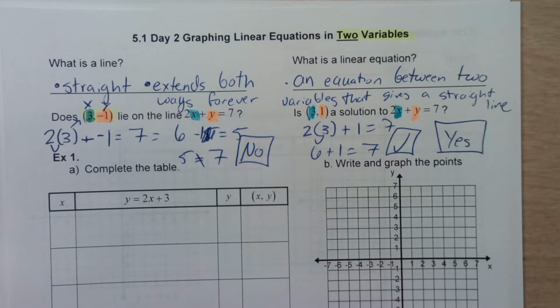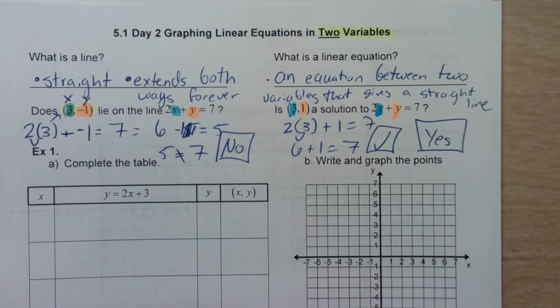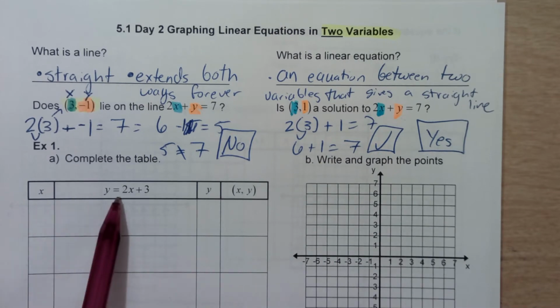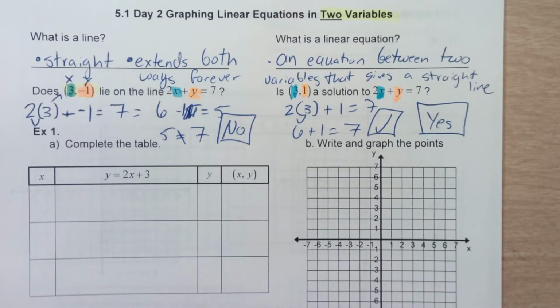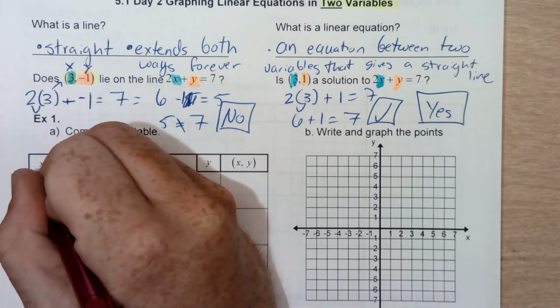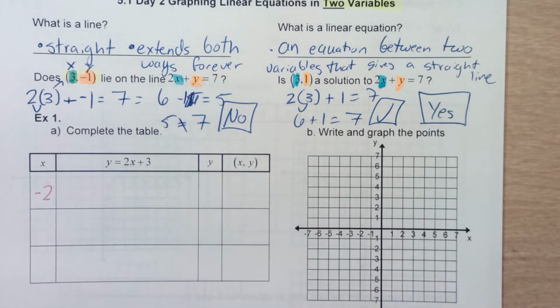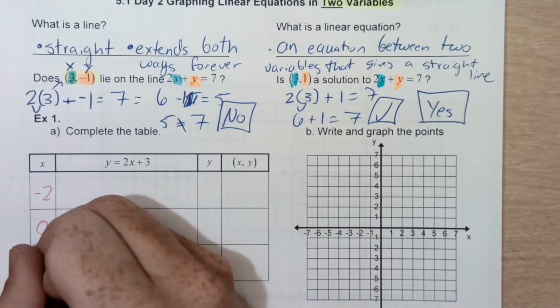So, moving on, we're going to look at example 1. It says complete the table. We have x values, we have an equation, we have y values, and then we have a place to put what our ordered pair is. For the sake of this example, we're going to use a few different x values, and I'm going to tell you what the x values are. Our x value is going to be negative 2. Our next x value we're going to use is 0, and the last x value we'll use is 2.